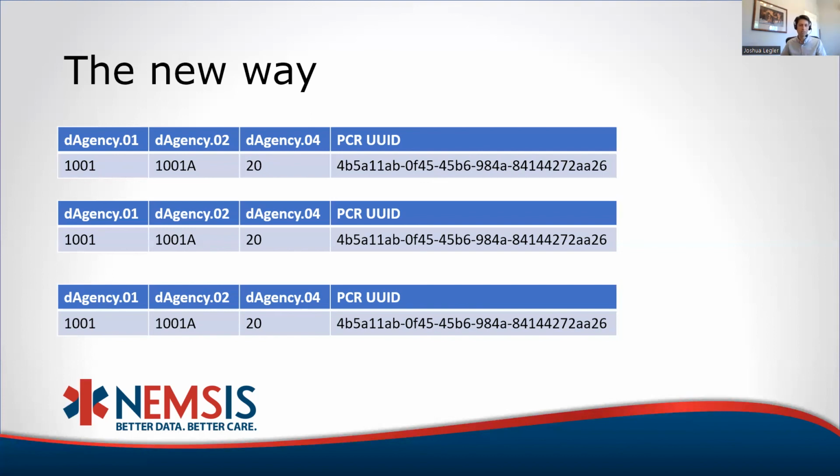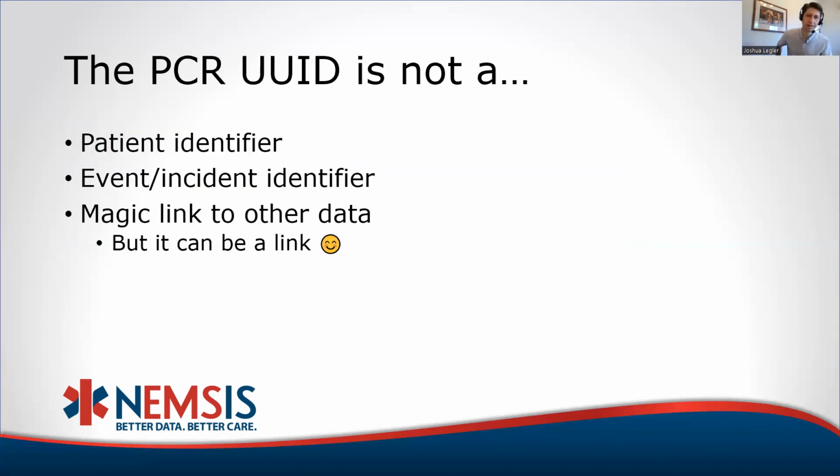Okay, what is the PCR identifier not? It's not a patient identifier. It does not identify your patients. It is also not an event or incident identifier. Use the incident number for that. It is only a record identifier. It identifies the patient care report about that event. And it is not a magic link to other data, kind of the holy grail of data linkage, but it can be a link, maybe just not magic.